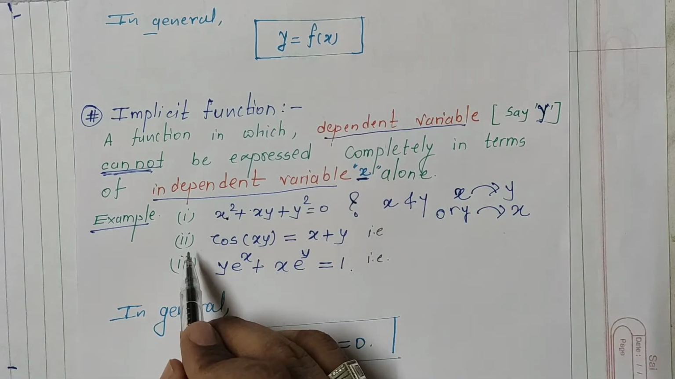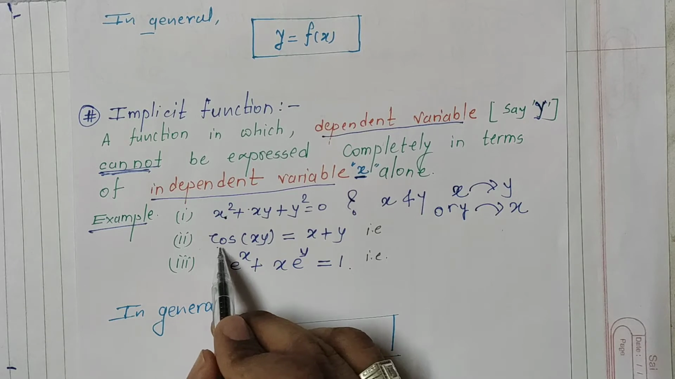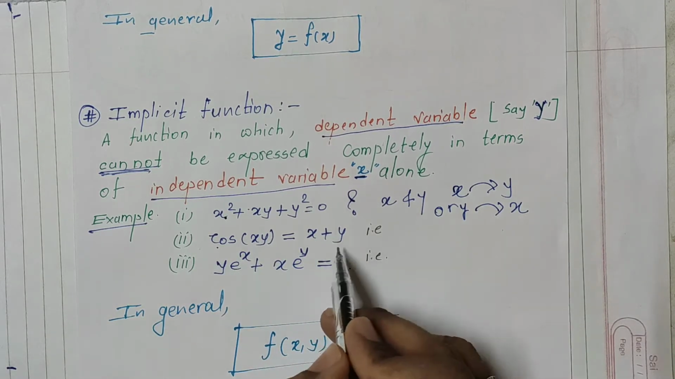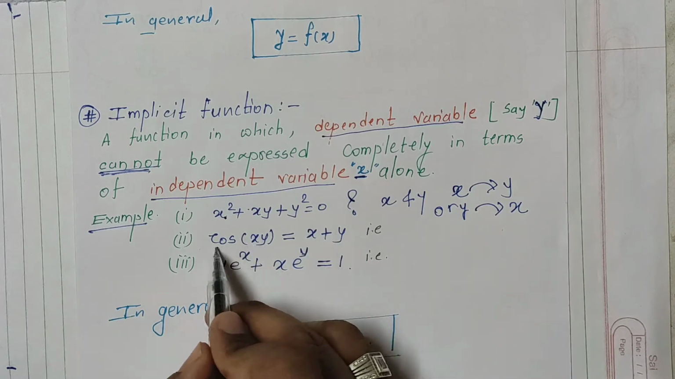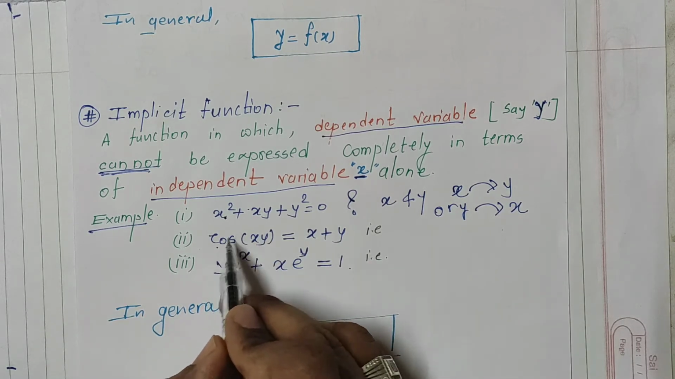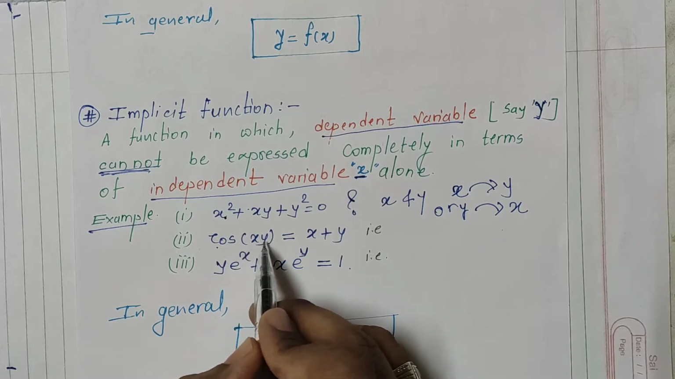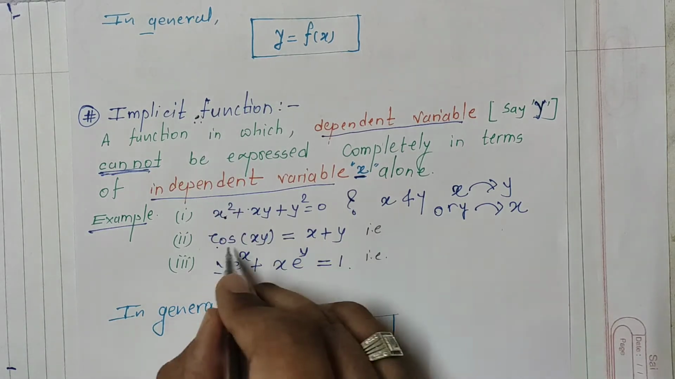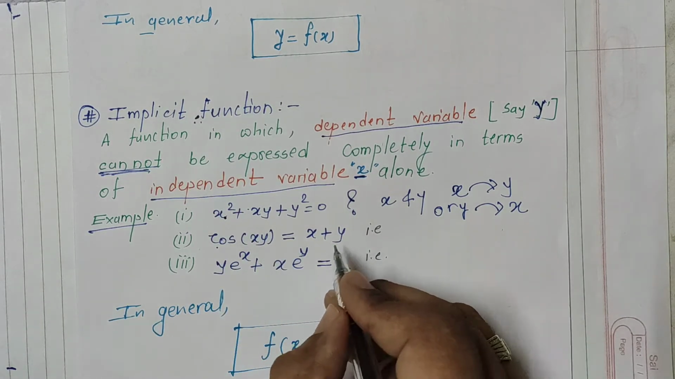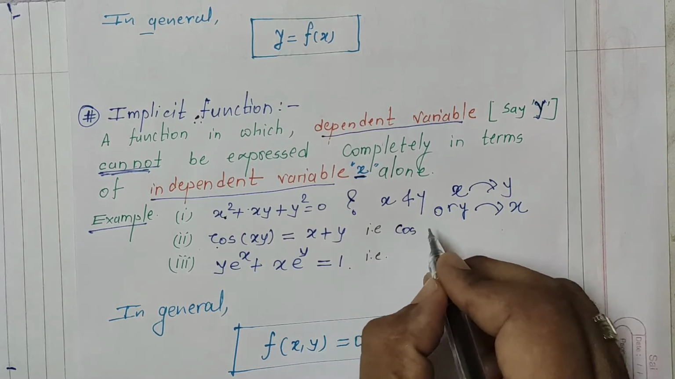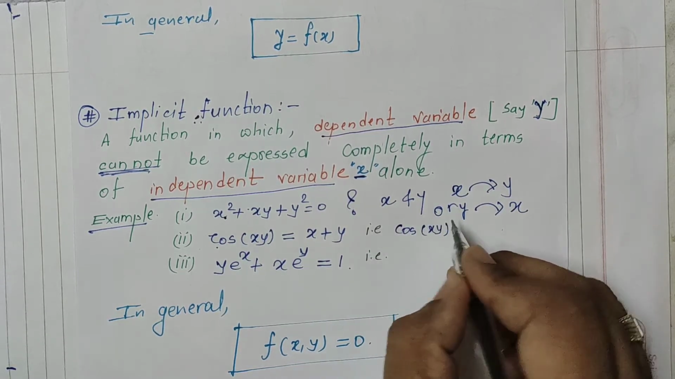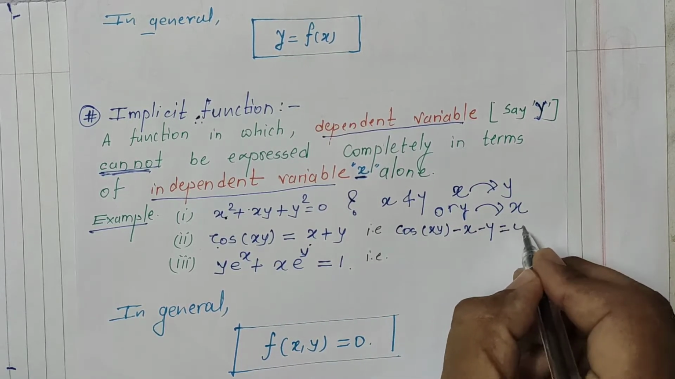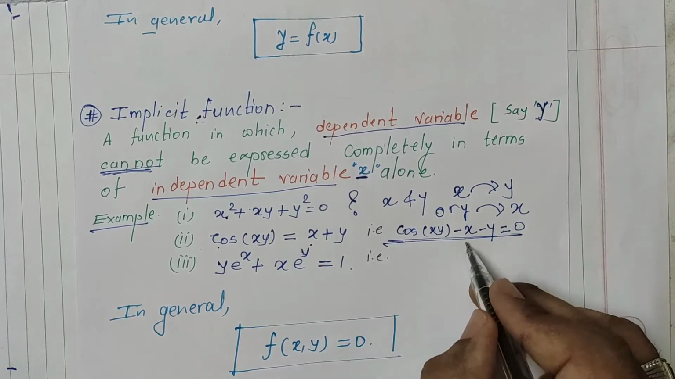Second example, cos of xy is equal to x plus y. Here, how to separate x and y in cos of xy? Because here is a cos theta function and x and y we cannot separate, therefore it is a type of implicit function. We can also write cos of xy minus x minus y is equal to 0. Okay, this is the implicit function.